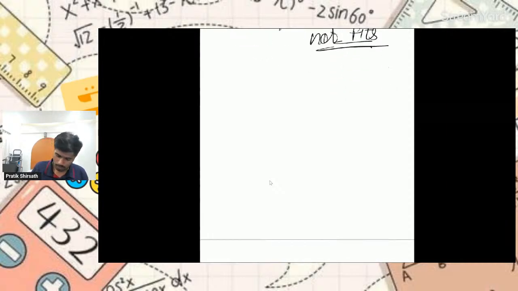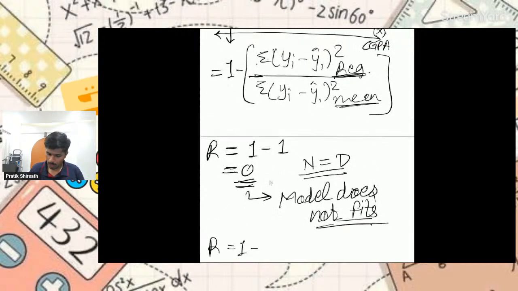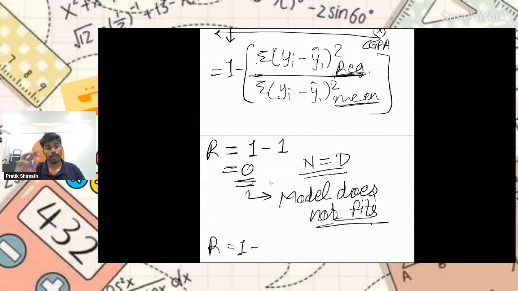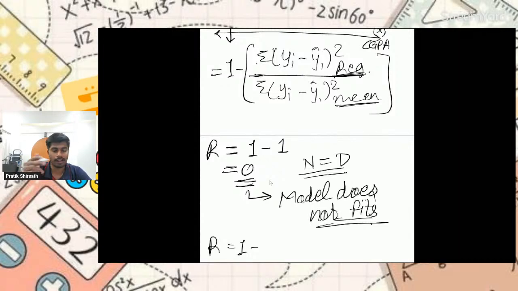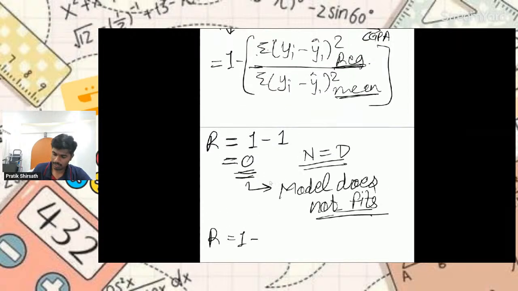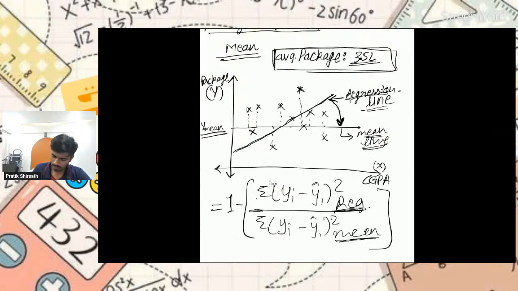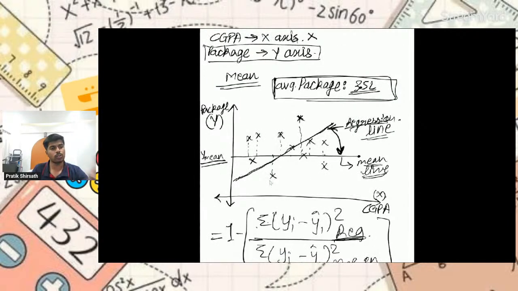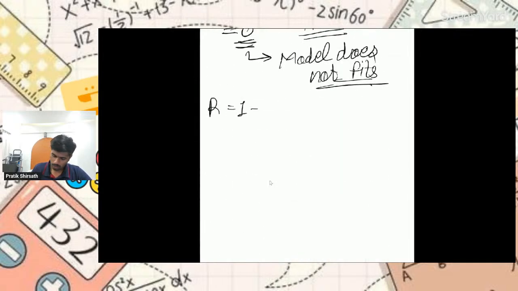Now अगर मेरा r is equal to 1 minus, now if my numerator becomes 0, तो क्या हो जाएगा? If numerator becomes 0, it is nothing but SSR, the line does not have any error. SSR line मतलब this line, this line. The regression line does not have any error. So let us solve 0 upon what is it, SSM.